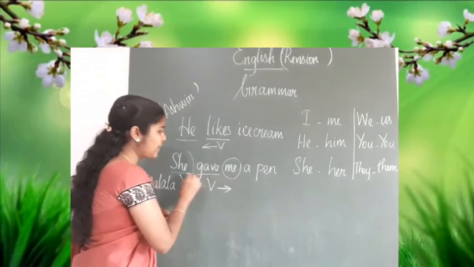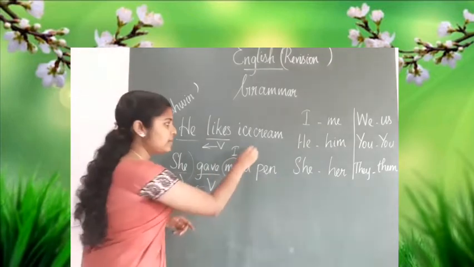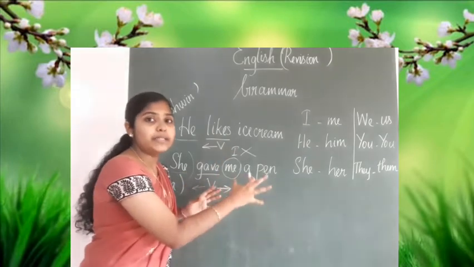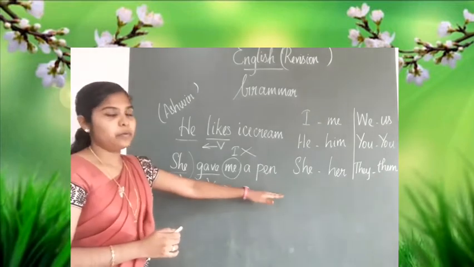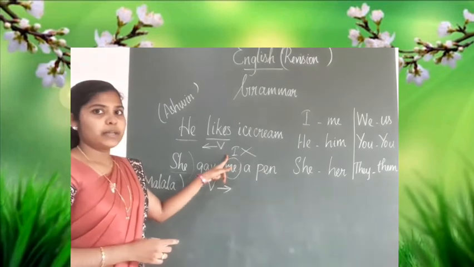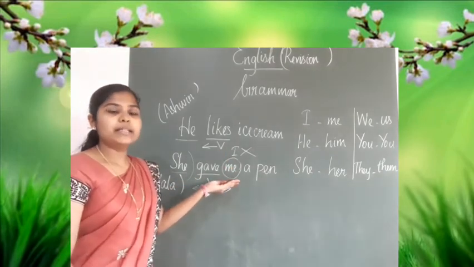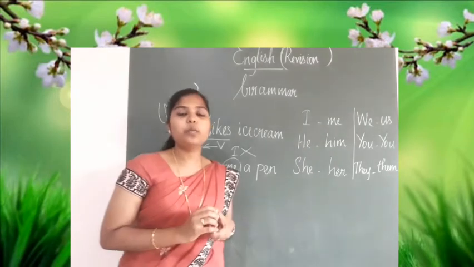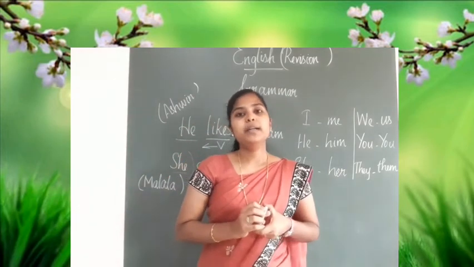We cannot say, she gave I a pen. This is wrong, because this is in the place of object. She gave me a pen. This pronoun changed into me when it comes in the objective place. Is that clear, students? This is what we have studied about pronoun and its proper case form.